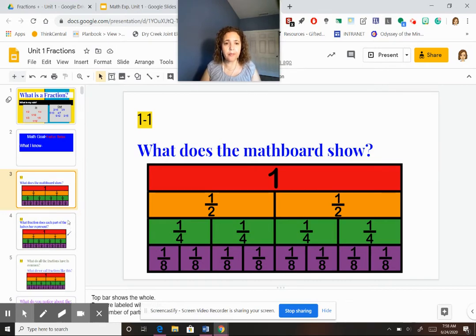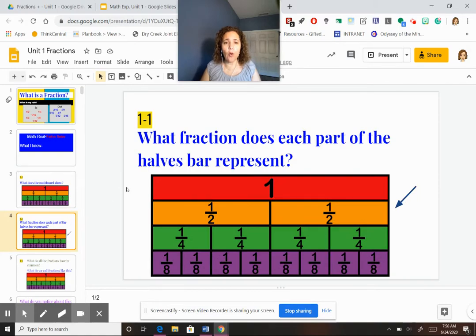Okay. All right. So, what fraction does each part of the halves bar represent? So, these half bars represent what? Yes, each one represents a half. This is a half, this is half. It's half of a whole, right? It's half of a whole.